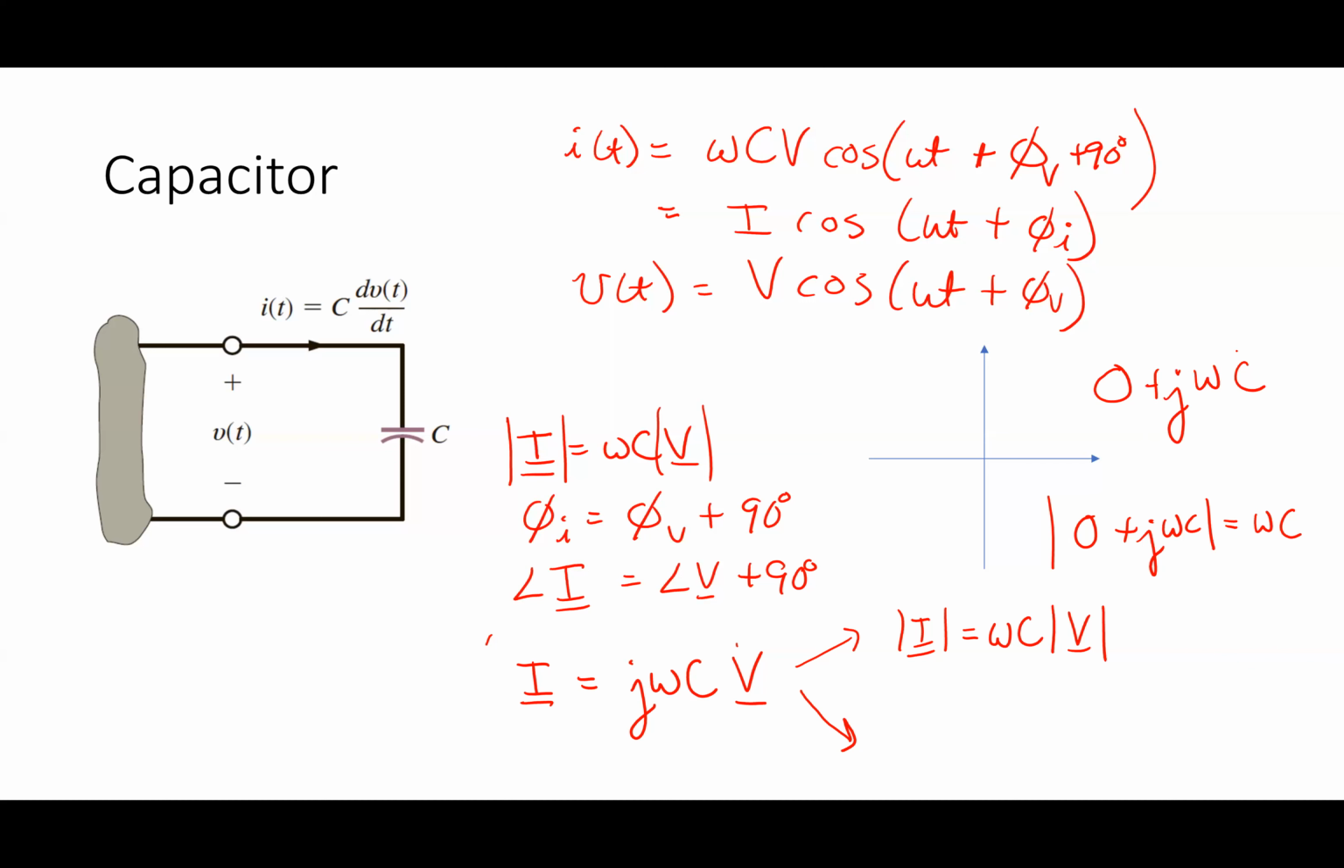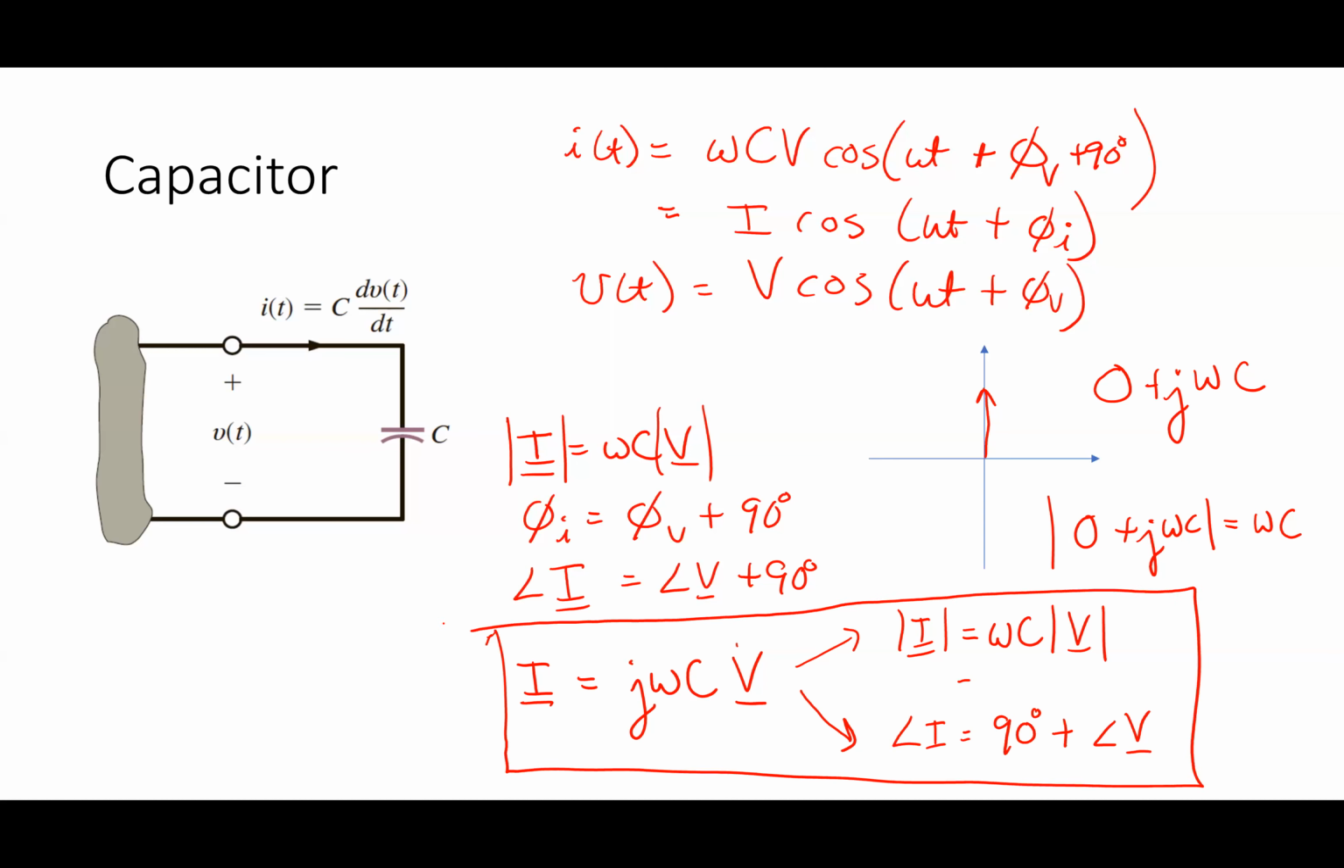Another way I can think about this is draw it. Draw the vector. Where's it going to be? So if I give you 0 plus j omega c, where would that be? Pointing straight up. So the angle is what? 90 degrees, right? So if I did the angle relationship, the angle of I is equal to 90 degrees, which is the angle of j omega c, plus whatever the angle of V is. In other words, this relationship, I equals j omega c times V, gives me the same results I got from doing the time domain stuff.